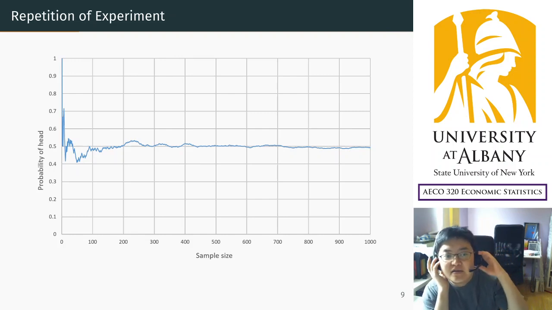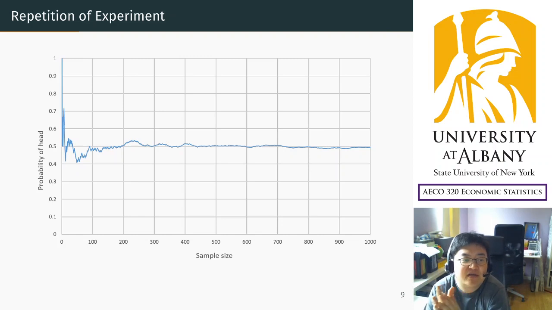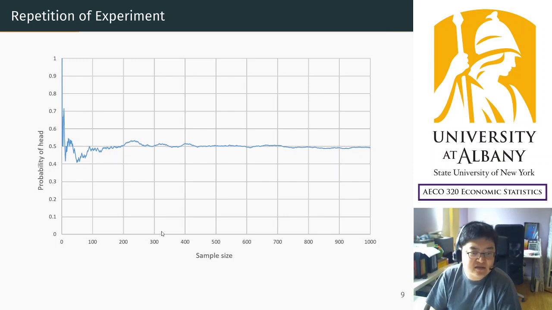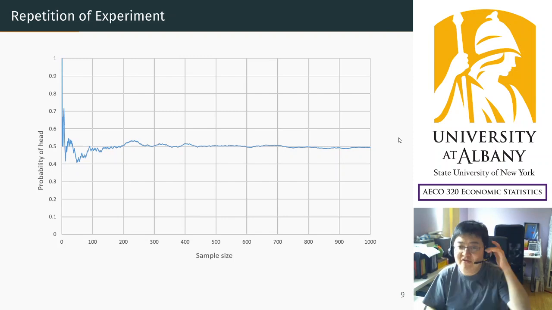Welcome back. This is the second video of the second class, and I showed you this graph in the previous video. This is the calculated probability of heads when you toss a coin. I simulated this graph in Microsoft Excel. And I told you, as the sample size, the number of repetitions, increases, the probability of heads approaches the true probability, right? So that's obvious.